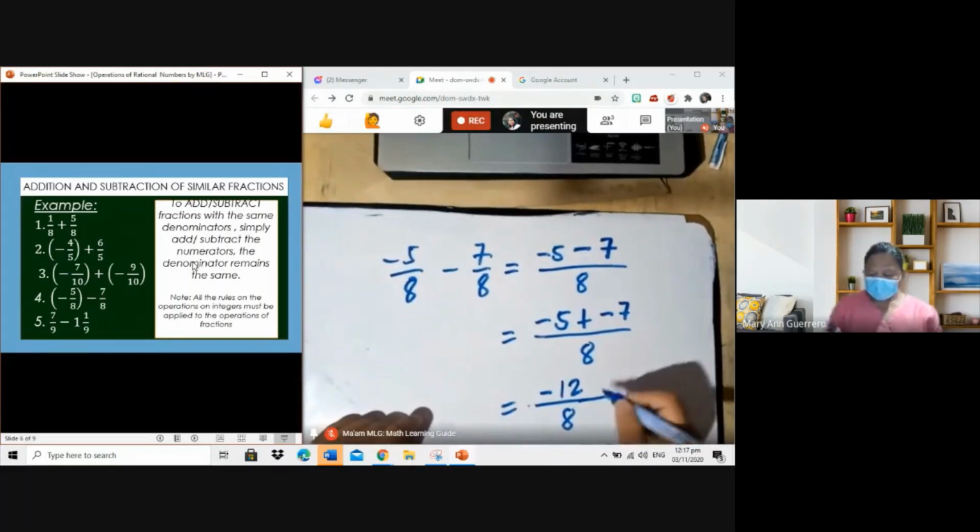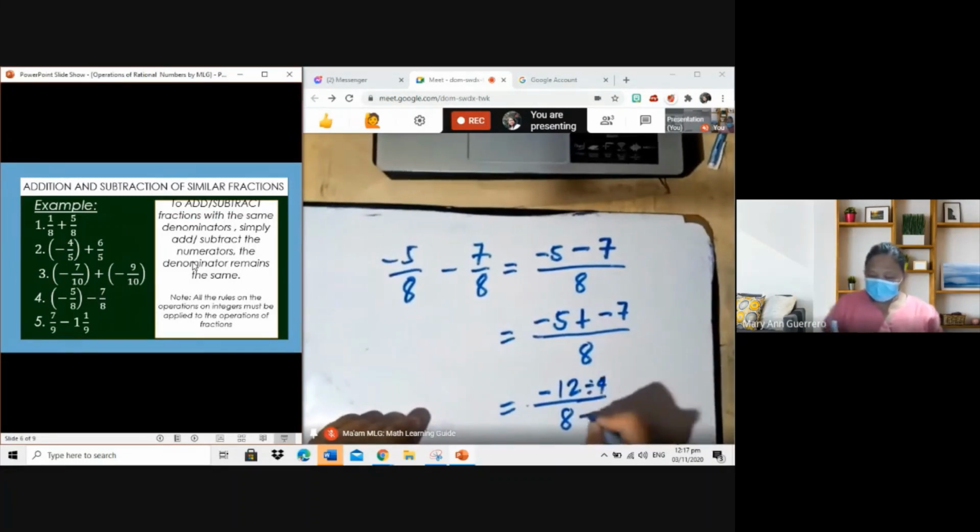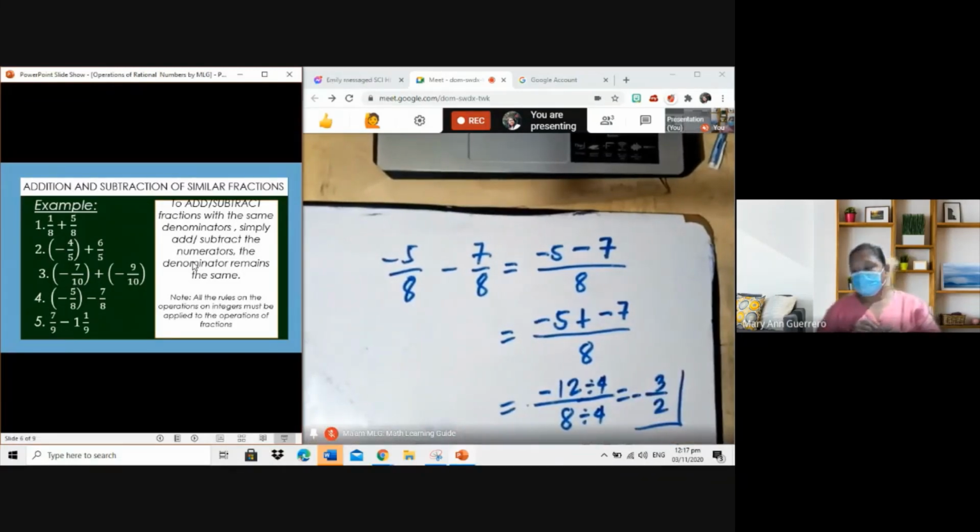Divisible by 2 and divisible by 4. So mas maganda na sa greatest common factor mo siya i-divide. So para mas mapadali, negative 12 divided by 4 is negative 3, 8 divided by 4 is 2. So the answer is negative 3 over 2.